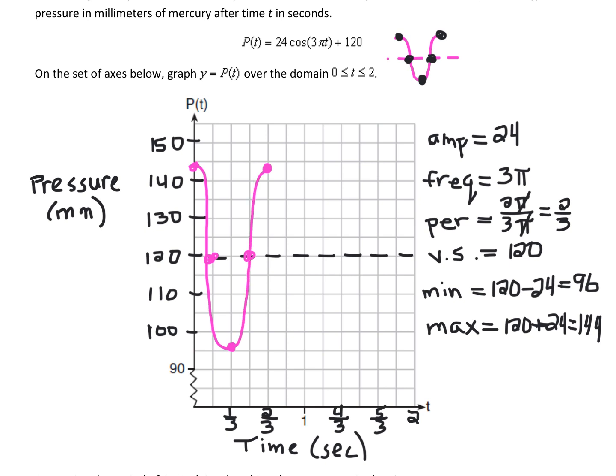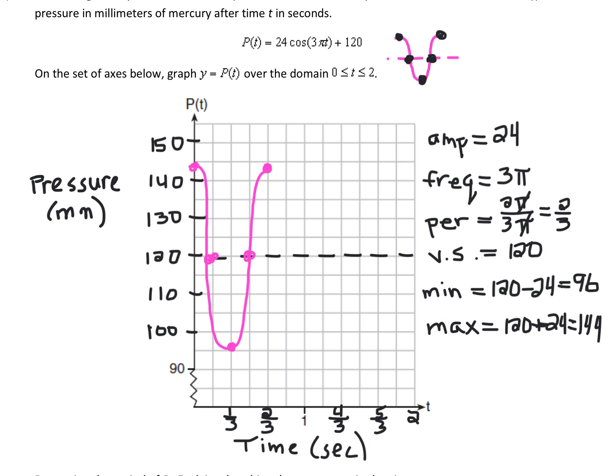Okay, so they want us to graph it over the interval, the domain from 0 to 2. We only went from 0 to 2/3. So we need to graph another complete cycle, which will bring us to 4/3, and then a third complete cycle, which will bring us to 2. So we're basically going to do the same thing 2 more times. Okay, so let's start our next cycle.